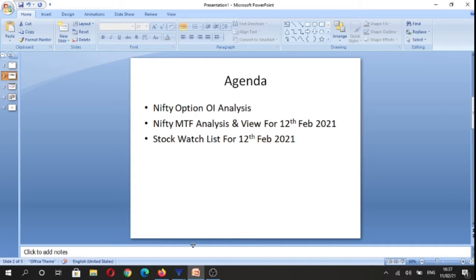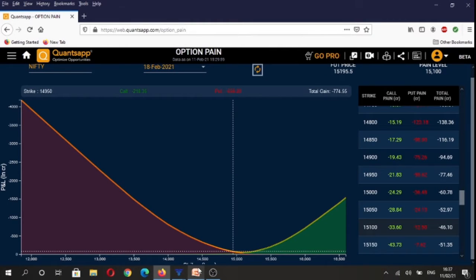The purpose for making this video is to analyze Nifty options open interest data. We would be analyzing Nifty on multiple time frames, and we would be framing a view for tomorrow, that is Friday, 12th February. Apart from the index, we would be discussing our stock watch list. So let's start by analyzing options max pain data.